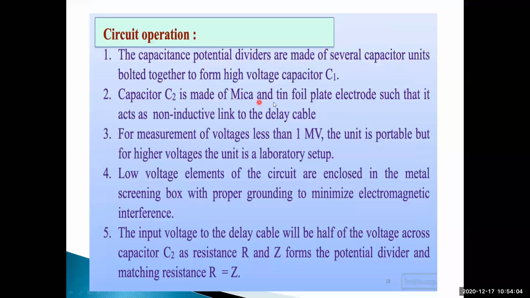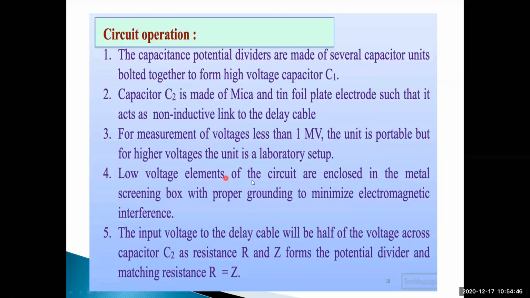Capacitor C2 is made of mica and tin foil plate electrodes such that it acts as a non-inductive link to the delay cable. By making an arrangement like this, the transients and oscillations because of the inductive effect can be minimized, so there are no errors across the CRO. Understood? For measurement of voltage less than 1 megavolt, the unit is portable, but for higher voltages the unit is a laboratory setup. For lower voltages the unit is portable, but for high voltages we have to keep it at one particular laboratory setup only.